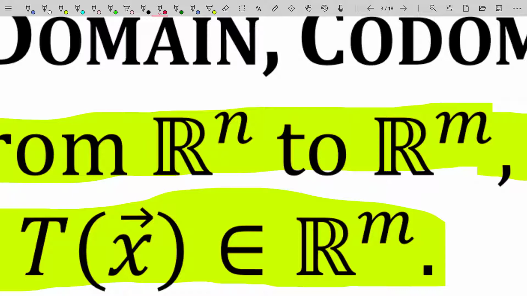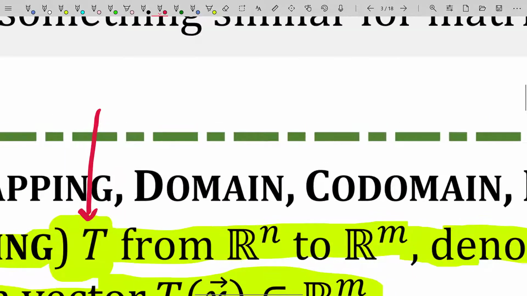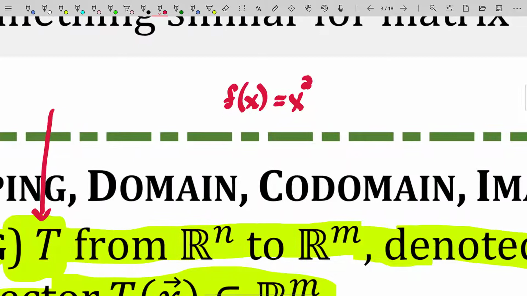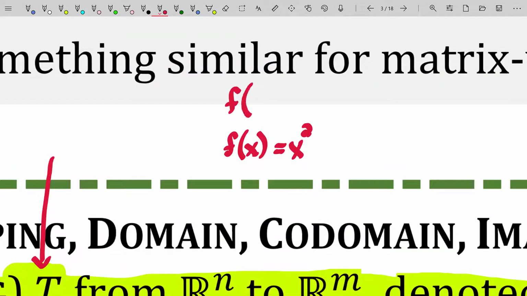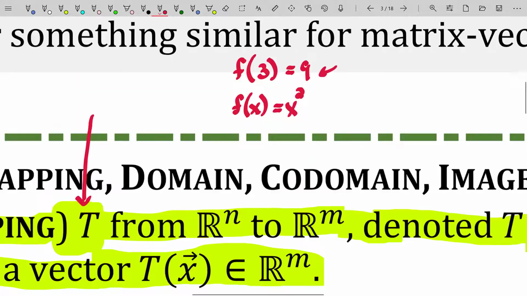For example, f of x equals x squared is a function. You plug in a value from R, which is a set of real numbers, and you get out a value also in R, the set of real numbers. So that is our old school function notation and function definition in a way.